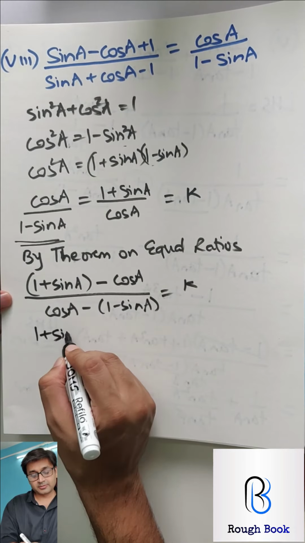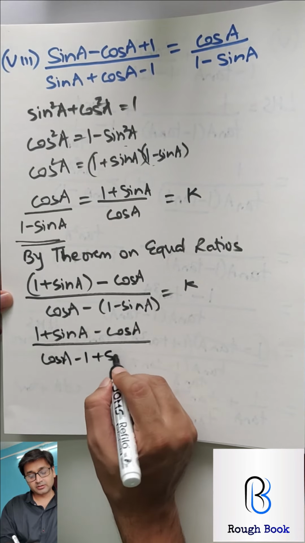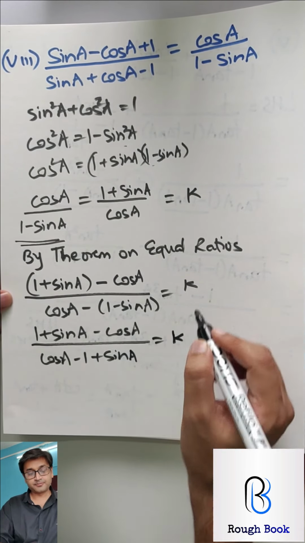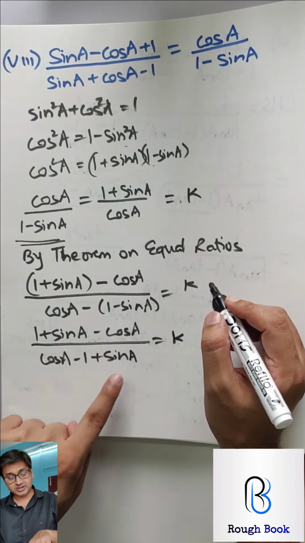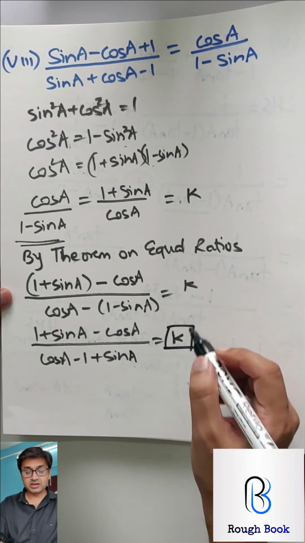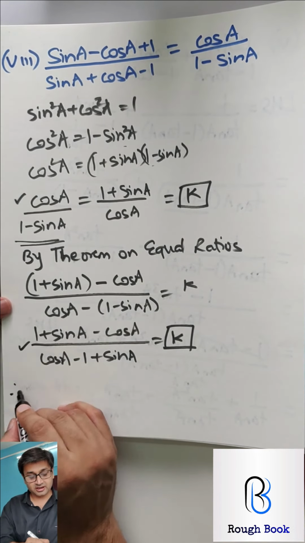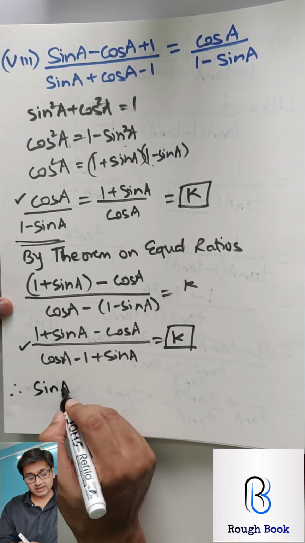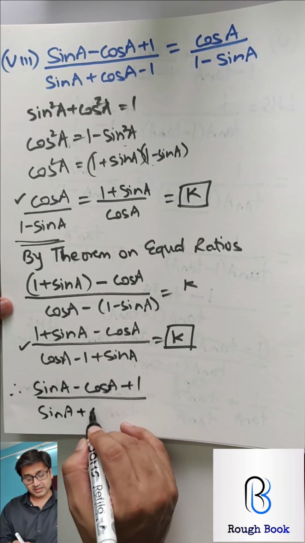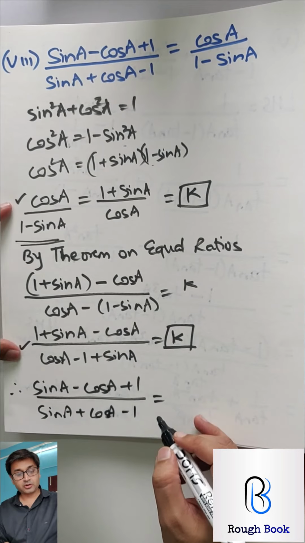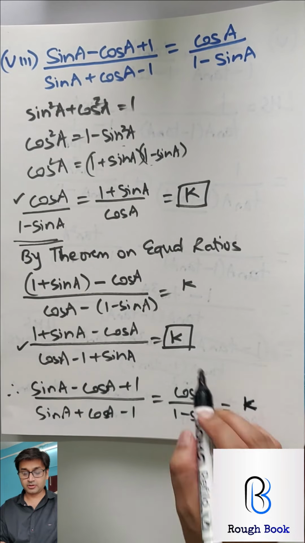Open it now. So (1 plus sin A minus cos A) upon (cos A minus 1 plus sin A) is equal to k. This is exactly what you wanted. See, sin A plus 1 minus cos A, sin A cos A minus 1, sin A cos A minus 1. This is equal to k, and this part also equals k. So therefore this equals k. So I'll write, therefore, arranging this in proper order, (sin A minus cos A plus 1) upon (sin A plus cos A minus 1) equals this part, which is cos A upon (1 minus sin A), equals k, because both are equal to k.